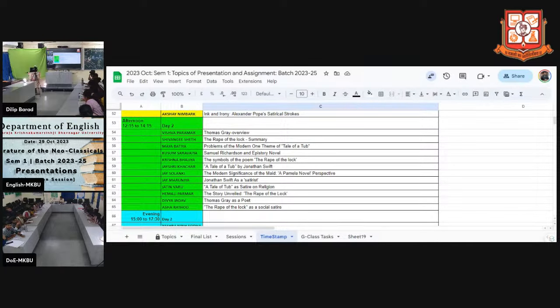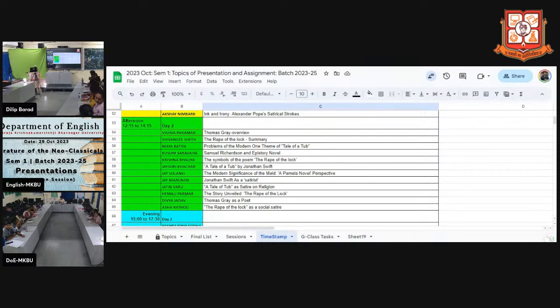Jay Marunia, Jonathan Swift as a Satirist. Here, as can be a small a. As is not a keyword. So keywords should be capital, but the other words need not be capital.